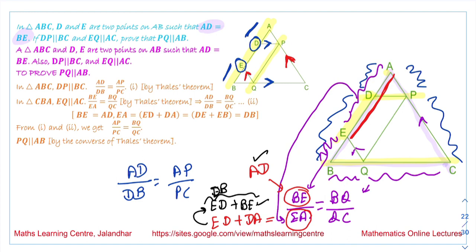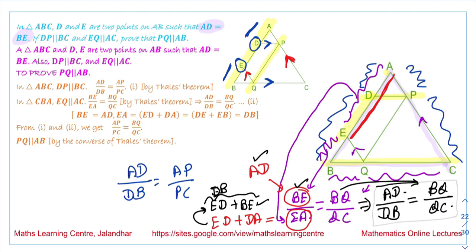So this whole equation will become: in the numerator over here we have AD, since BE is equal to AD, and EA is equal to DB, and that is equal to the right hand side over here, BQ over QC. This is already there, it is BQ over QC. So we are saying the left hand side of this equation is AD over DB.